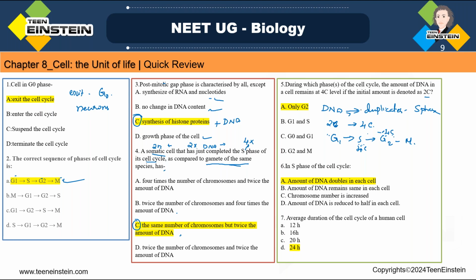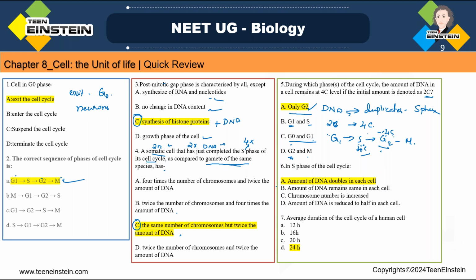If the initial amount we denoted as 2C, it doubles in the synthetic phase, becoming 4C, and in G2 also it remains as such. So here, which answer will you write? During which phase of the cell cycle does the amount of DNA in a cell remain at 4C level? Only in G2. G1 and S, no, in G1 it's not at 4C level. G0 and G1, in both you can't see this. And in G2 you can see 4C level but not in M. So here the option is only G2.